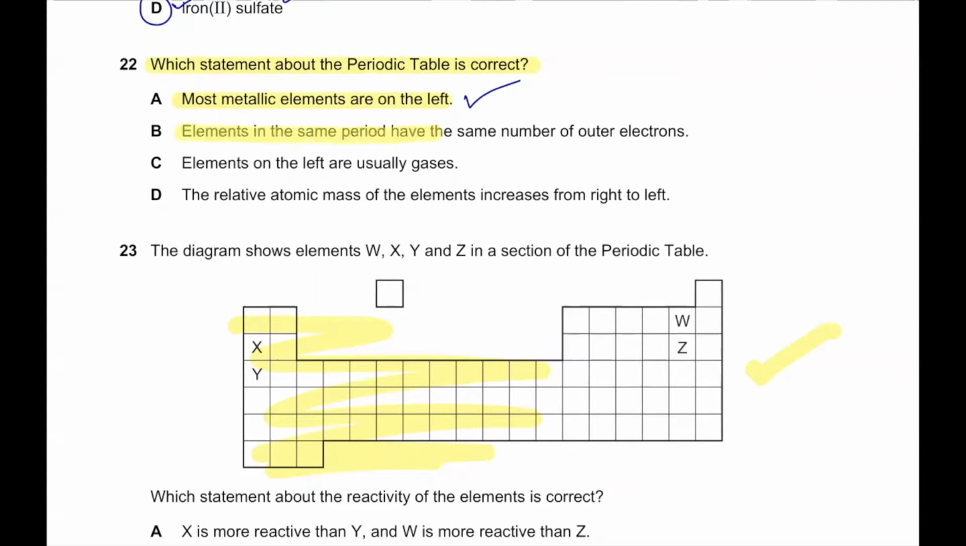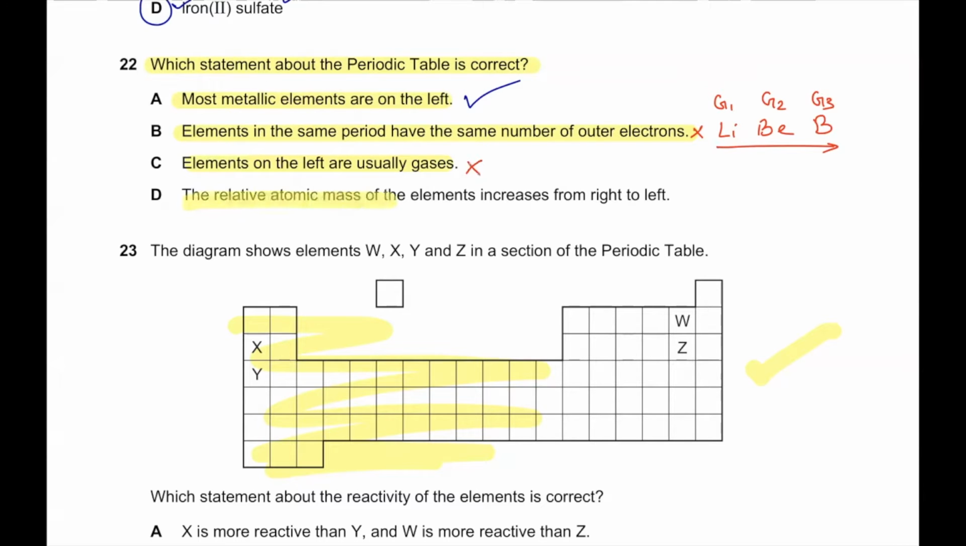Elements in the same period have the same number of outer electrons. We know that across the period, for example, if you consider lithium, after that you have beryllium, then you have boron, and as we go across we have an increase in group number, which indicates that there is an increase in outer shell electrons across a particular period. So this statement is wrong. Elements on the left are usually gases. Elements on the left are usually metals. So this is also a wrong statement.